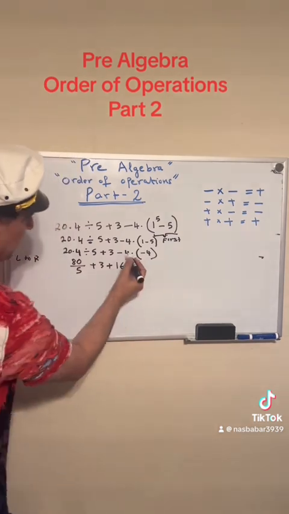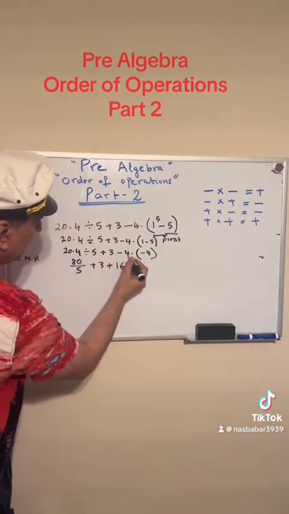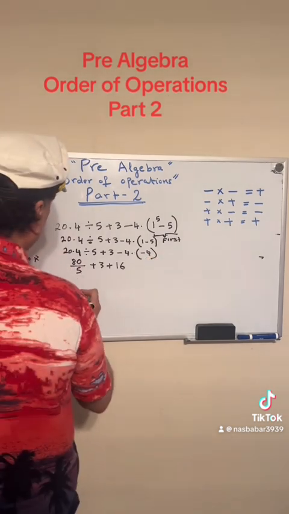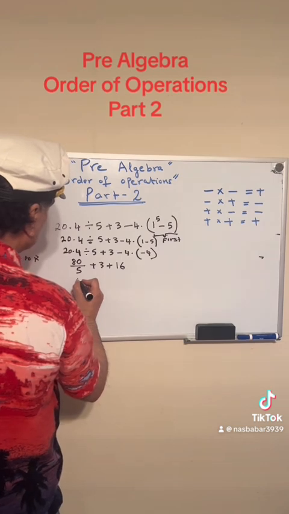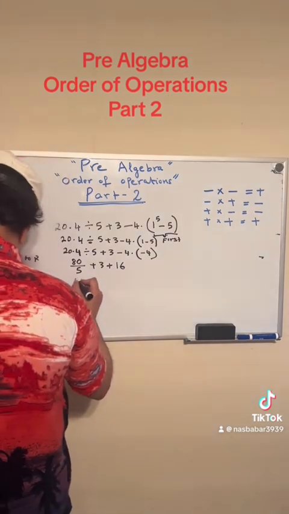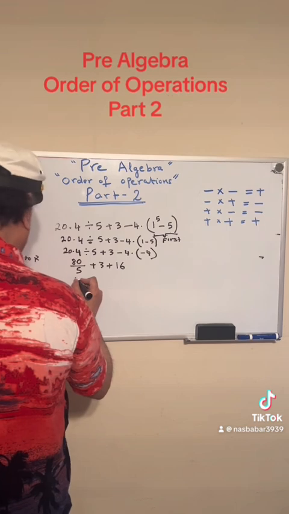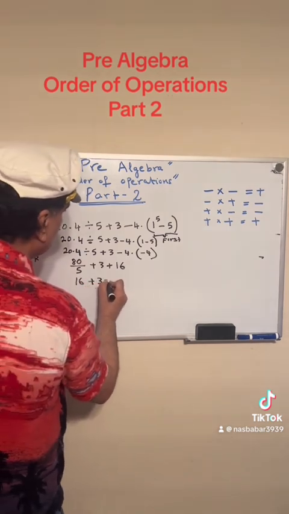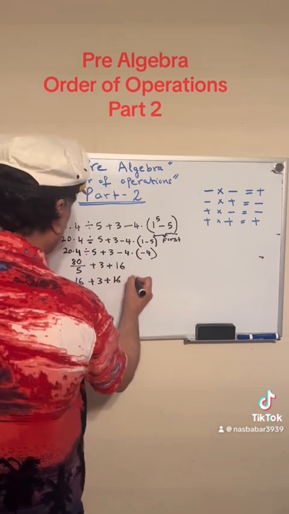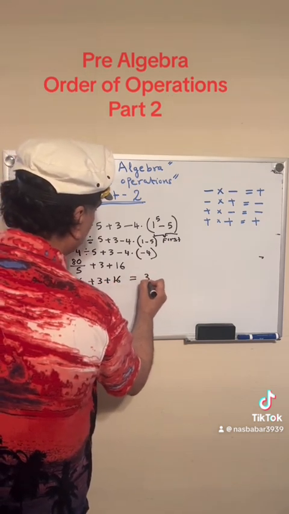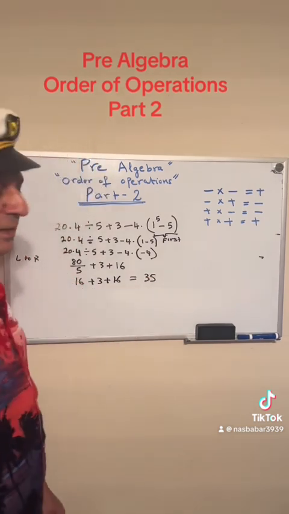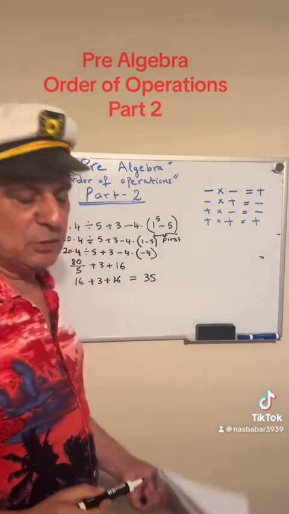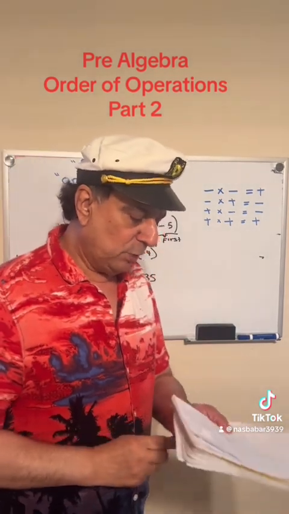Make sense? This is multiplication. Negative 4 is being multiplied by negative 4. So 80 divided by 5 is 16, because 16 fives are 80, plus 3 plus 16. So your answer is 35. How was that? This is an exam question. I promise you that you will see something like this in your exam, so be prepared for that.